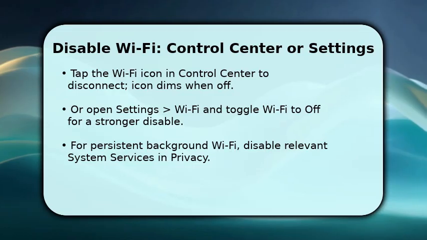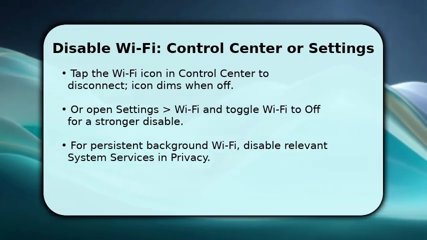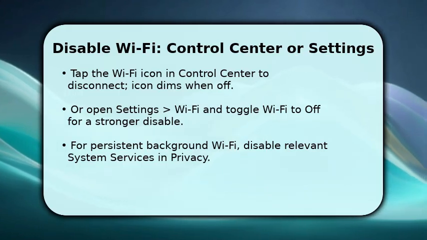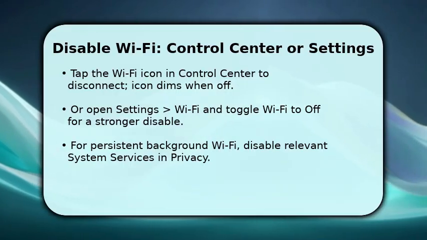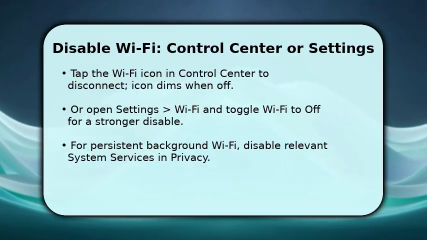If you want a more definite change, go to Settings, Wi-Fi and switch it off there. Settings prevents automatic reconnection. Make sure to also check Settings, Privacy, Location Services, System Services and turn off Wi-Fi Networking if you still see network activity influencing status indicators.